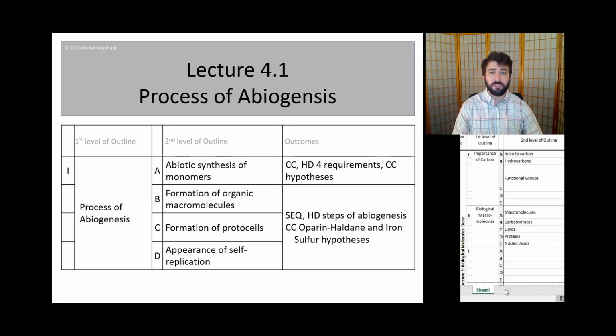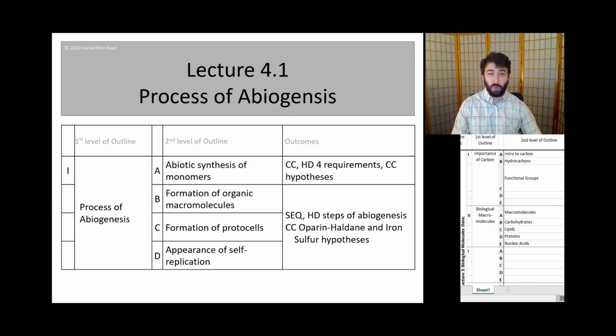Hi guys, welcome to lecture 4.1, where we will be talking about the process of abiogenesis. We're going to be talking about how monomers come about, how we get macromolecules, what a protocell is, as well as the appearance of self-replication.